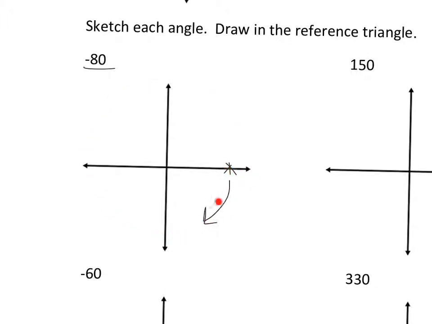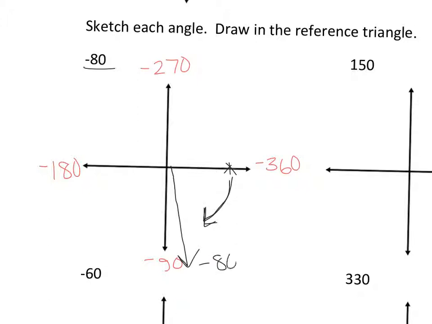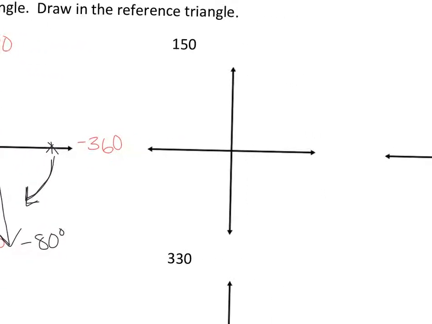So if you go negative 80, it's not quite to 90, because this would be negative 90, this would be negative 180, this would be negative 270, and then back to the original would be negative 360. So negative 80 is just shy of 90. I make this arrow going down and write negative 80 degrees. So negatives are going to go down, positives are going to go up.